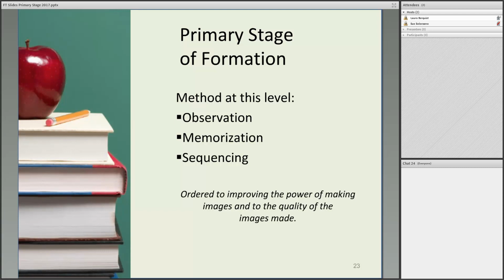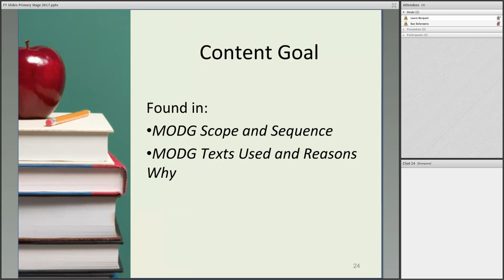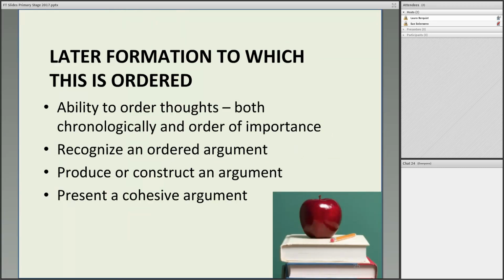There are also specific content goals, which can be found in the MODG scope and sequence charts and in the MODG text used and reasons why charts. And you should have at least the text used and reasons why available to you on the family site. The importance of improving the strength and docility of the imagination just can't be overemphasized.